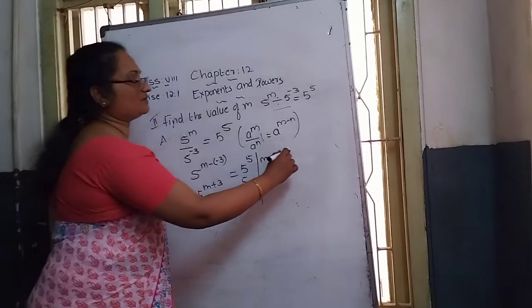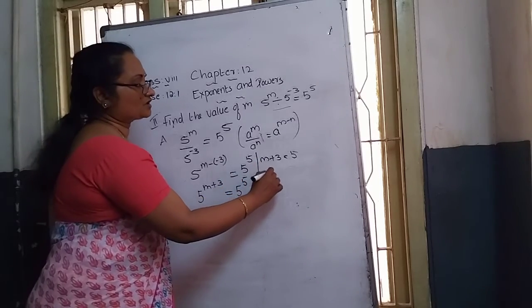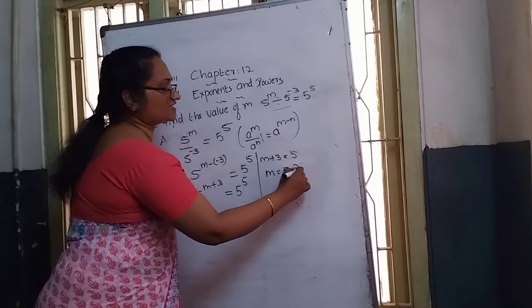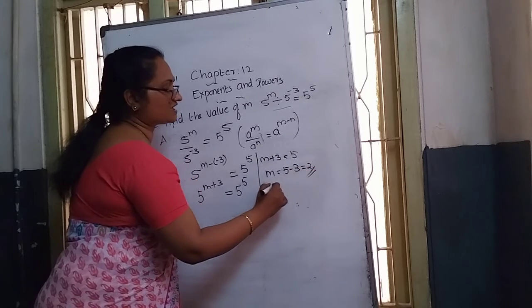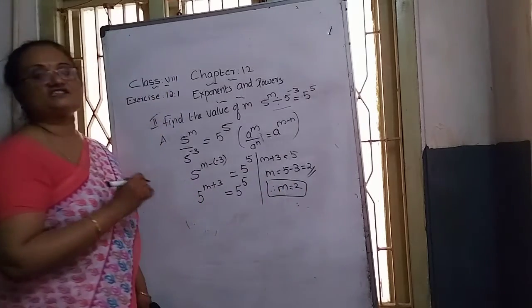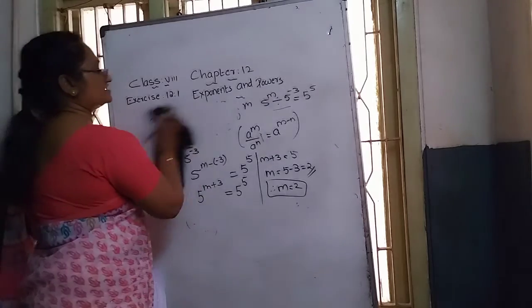Then right side power is 5. Here power of 5 is 5. Then m value linear equation form. Plus 3 goes to the opposite side and becomes minus 3. So 5 minus 3 becomes how much? Therefore the m value becomes 2, that is the answer. In this way we find the m value. I hope you can understand this question.